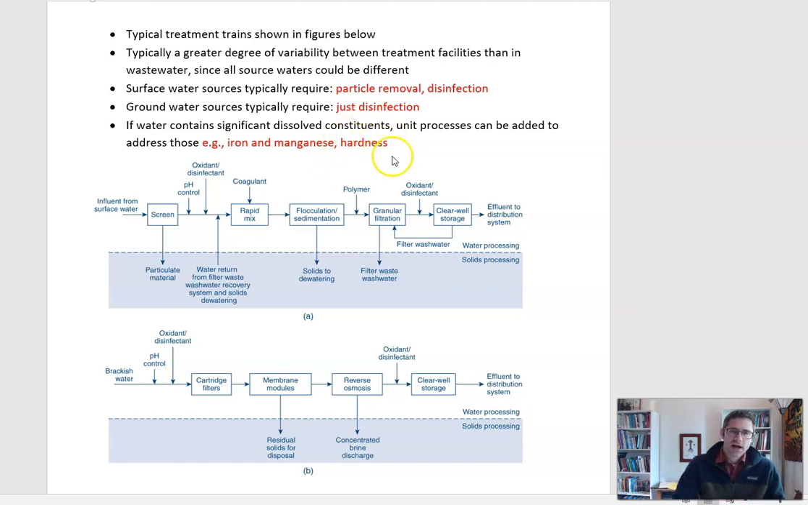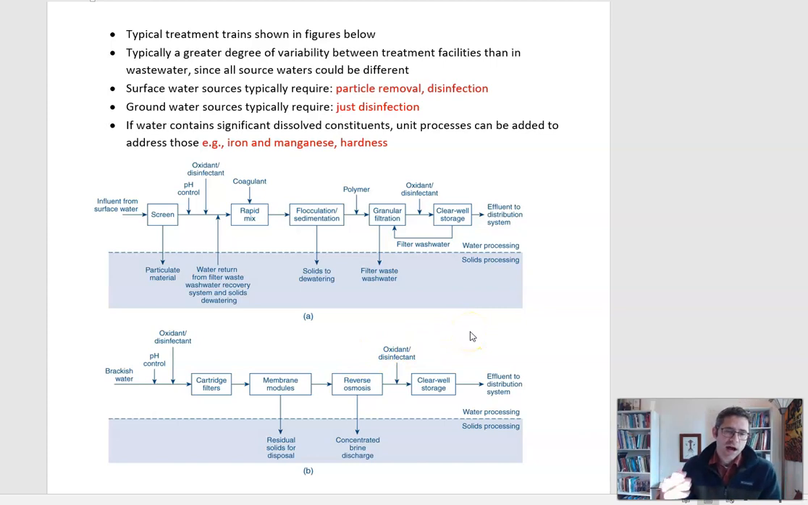You could also have high hardness, which is another one, so there could be a central softening plant where the water is softened, hardness is lowered before it gets put in the distribution system, things like that. The one on the bottom here is a membrane plant. So it looks kind of similar to above, but instead of these three processes here, coagulation, flocculation, filtration, to remove particles, we just have maybe some pre-filters and then membranes, and then this is a reverse osmosis, which is also a membrane process. So again, these are designed to separate particles from the water. It's just a different kind of technology.